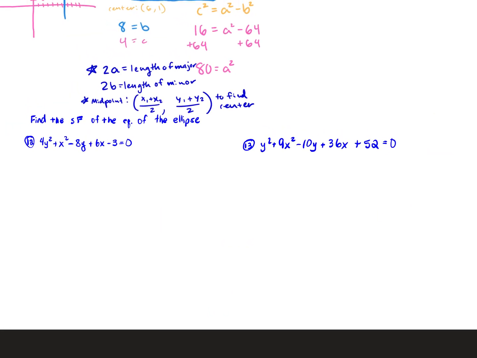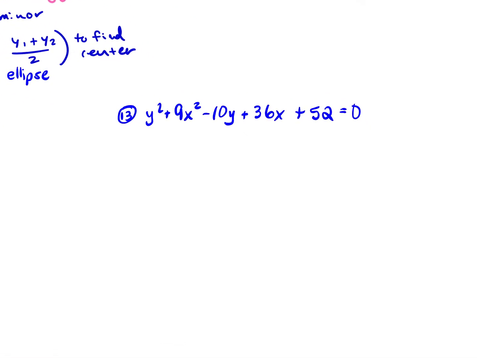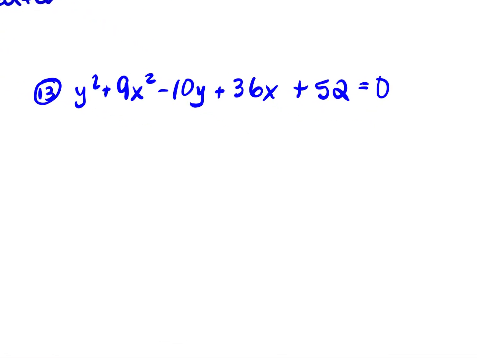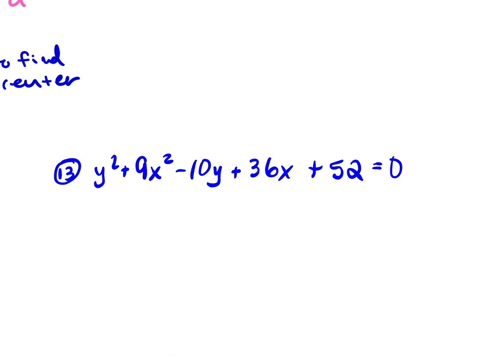So for 13, we have to find the standard form of the equation of the ellipse. My standard form for an ellipse is (x minus h) squared over a squared plus (y minus k) squared over b squared is equal to 1. Now we don't know if it's going to be a horizontal or vertical ellipse, but when we evaluate the equation, the bigger number is either going to be under the x or y, so it doesn't really matter here which one we call A or B, because we just want it to look like this. It has to look like this.